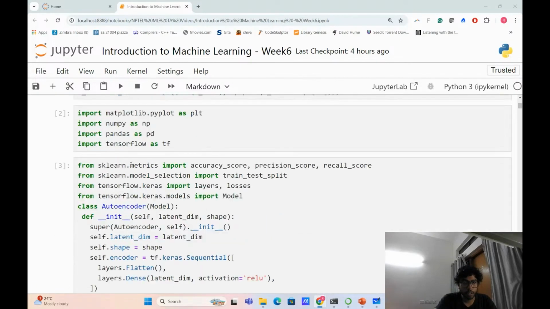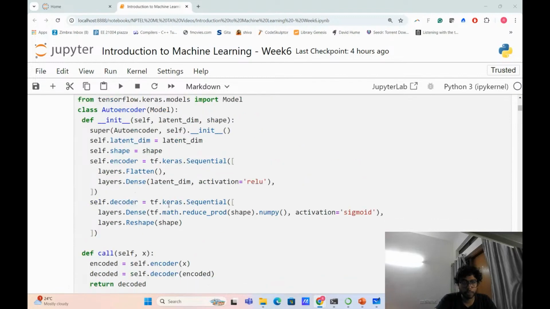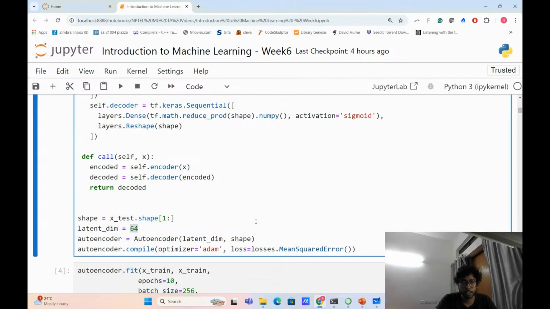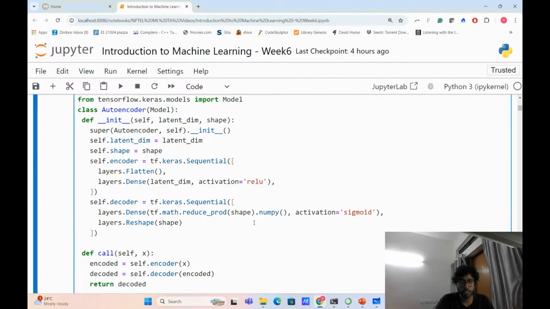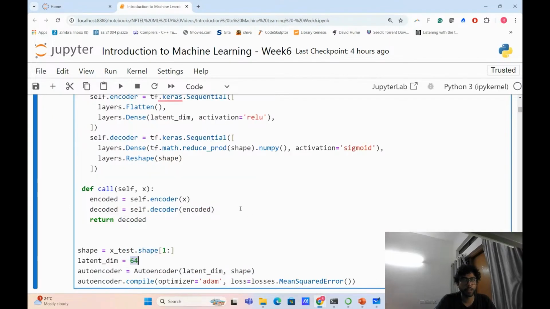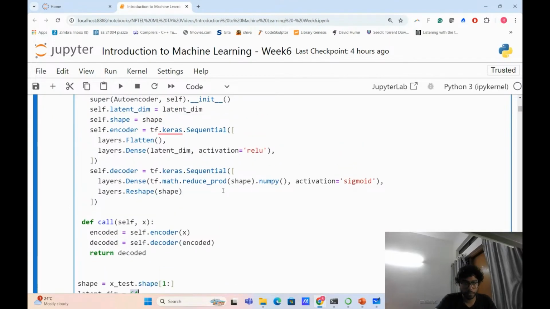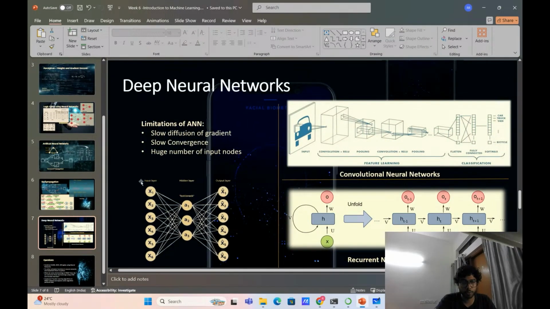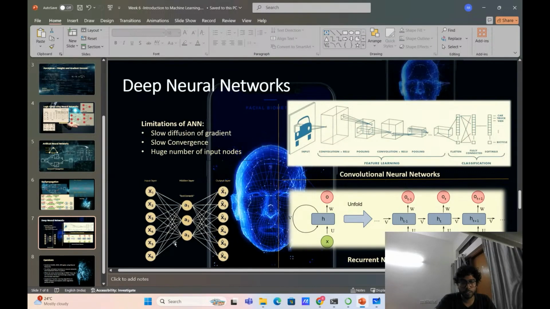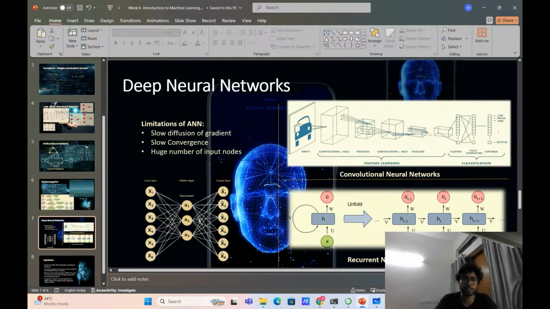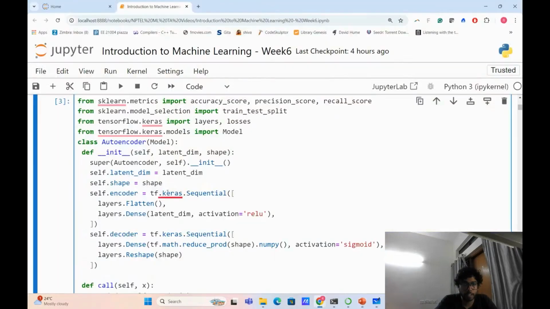So if you see here, I will post this notebook, but you can practice with it. So if you see latent dimension, this is the dimension 64, right? So your original dimension would be, I think, 28 cross 28 pixels. So that will be around 784 pixels that you have. Okay. So in the first input layer, you have 784 nodes. After that, you have reduced it to 64 nodes. So instead of the 784 pixels, you just have 64 pixels in the hidden layer, right?